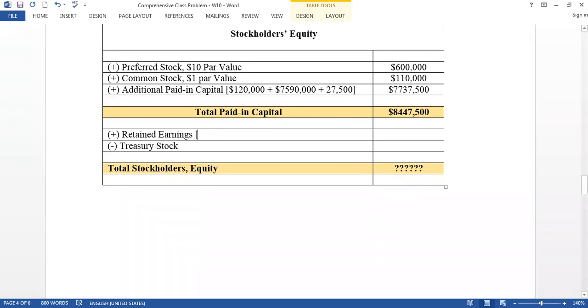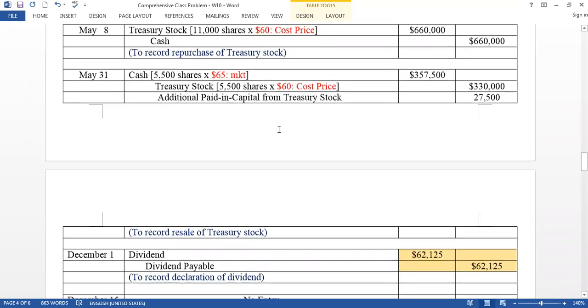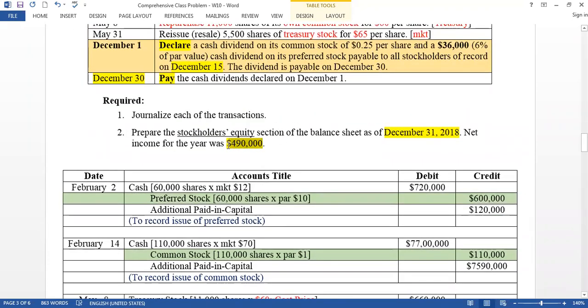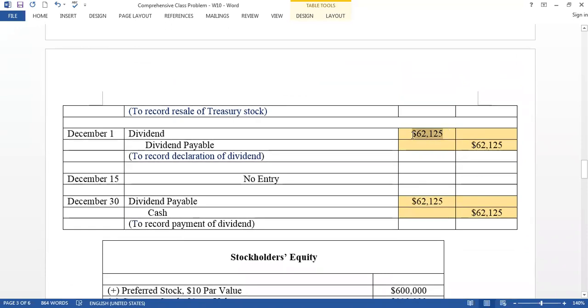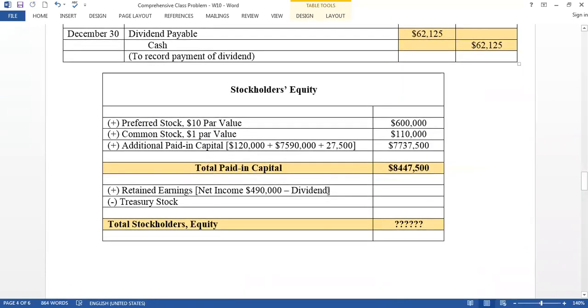So can you remember how to calculate the retained earnings? The formula is net income minus dividend. Last class I explained how to calculate the retained earnings. Net income minus dividend, right? The question said that $490,000 is the net income, and we also calculate our dividend. So net income minus dividend equals retained earnings. The retained earnings is 427,875.